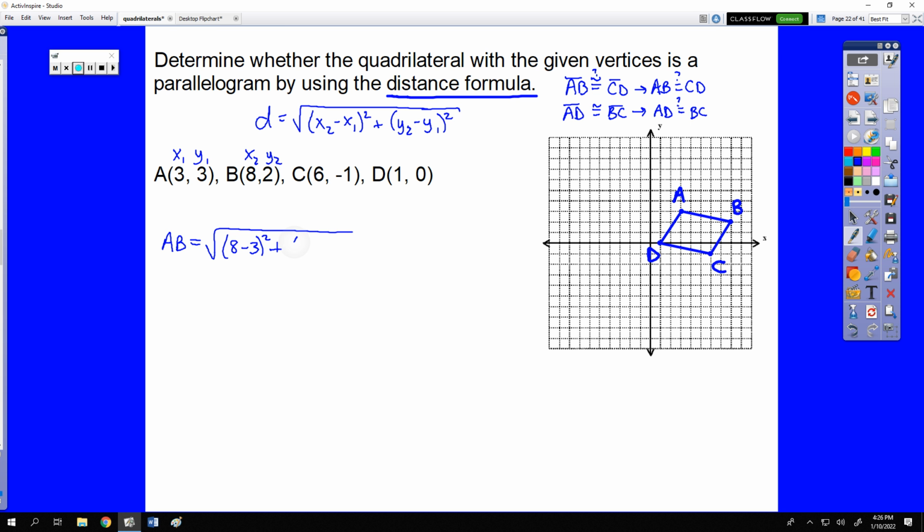y2 minus y1 is 2 minus 3, quantity squared. That is something we can feed directly into our calculators, but that is 5 squared plus negative 1 squared, which would be 25 plus 1, or the square root of 26. That is not an even number, so we just leave it as a root. There's absolutely no reason to bother to turn it into a decimal.